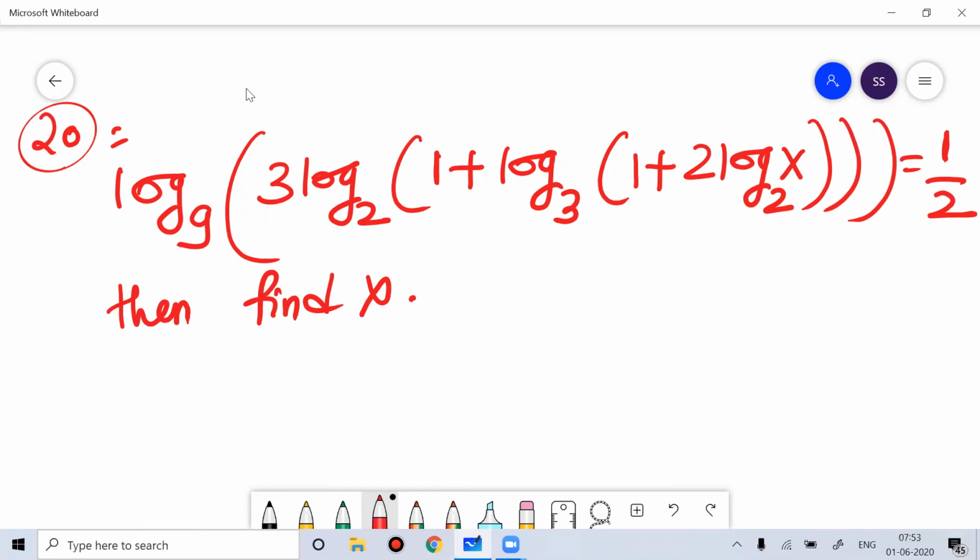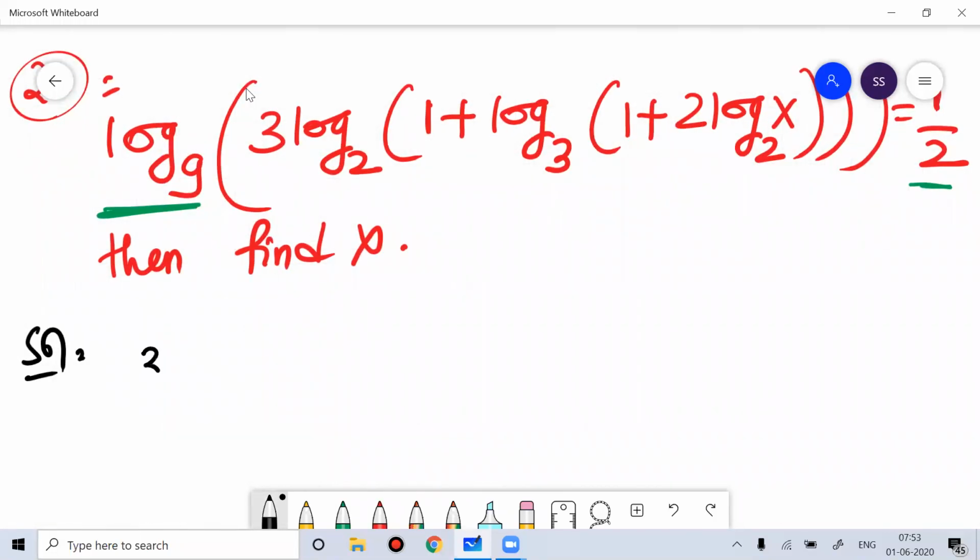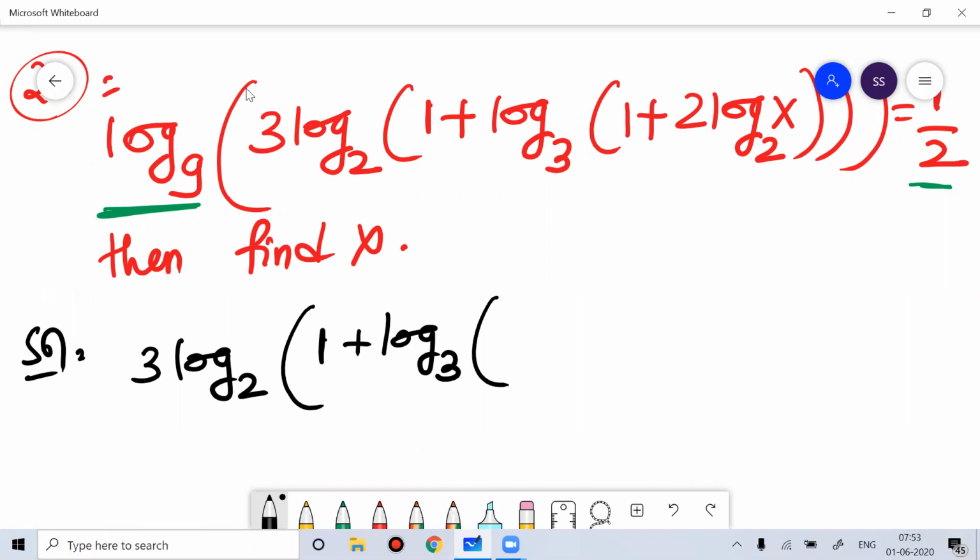So if you notice, this is log base 9, here this is 1 by 2. So I'll solve this. 9, I'll bring that side, so it will become 3 log base 2. Then this is 1 plus log base 3. Then 1 here, base 2 is there. So I can write log base 2 plus log base 2 x square. 2 log x is log x square.